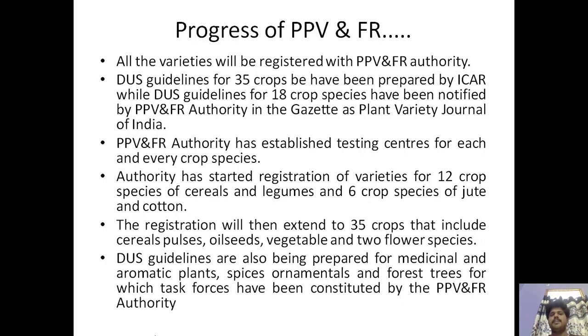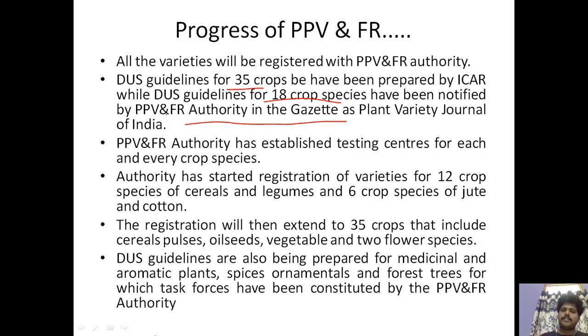Then progress of PPVFR in India. All the varieties will be registered with PPVFR. So DUS guidelines have been framed for 35 crops right now, prepared by the ICAR, while the DUS guidelines for 18 crop species have been notified by the PPVFR authority in the Gazette as the Plant Variety Journal of India.